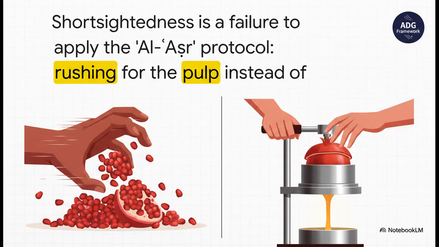So let's take short-sightedness. We all do it, right? React to the immediate thing. Well, in this system, that's diagnosed as a failure to use the pressing protocol, a la Osser. It's literally choosing to just grab the pomegranate pulp because it's right there and easy, instead of doing the work to press it and get the real prize, the juice, the actual lesson.